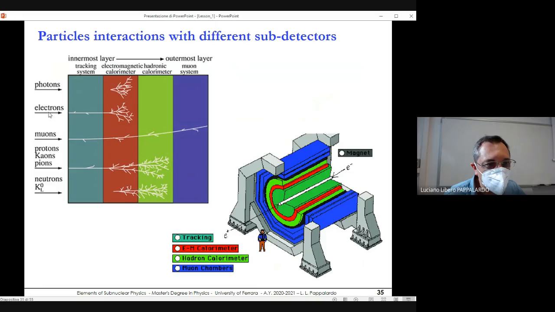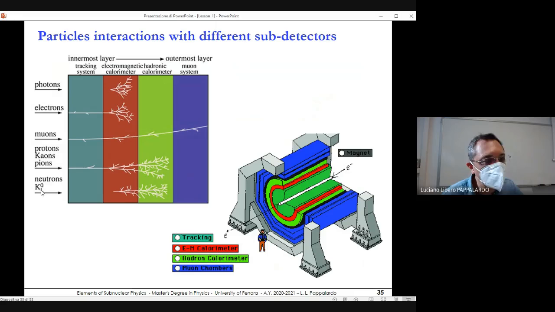Suppose you produce an electron in the collision. The electron will leave some signal in the tracking system because it is a charged particle, and then it releases its full energy in the electromagnetic calorimeter. If you create photons, they are neutral, so they don't leave any signal in the tracking system, and they release all their energy in the electromagnetic calorimeter. If you create charged hadrons, like protons, kaons, pions, etc., they provide a signal in the tracking system. Part of the energy is released in the electromagnetic calorimeter, and the rest of the energy is released in the hadronic calorimeter, where they are fully stopped, completely absorbed.